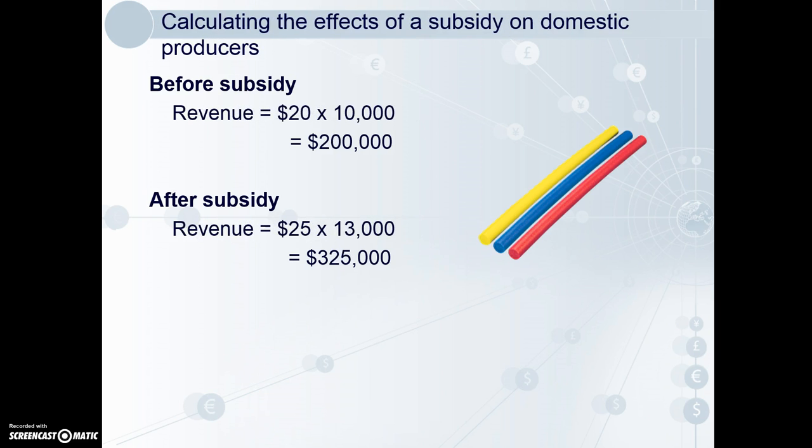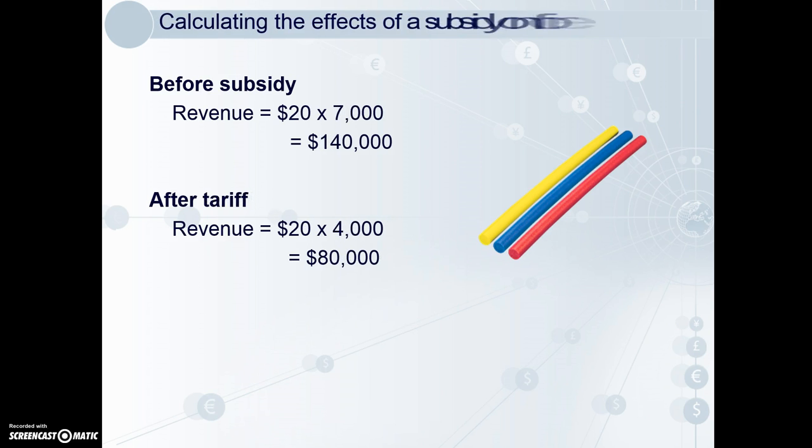Now, domestic producers win out here. They receive $20 from consumers and now an extra $5 from the government. In addition, they're now selling a greater quantity, so revenue increases quite dramatically here, as you can see from the numbers. Foreign producers, they lose out, they lose exports. The quantity of exports has dropped from 7,000 to 4,000, so their total revenue of course decreases. They're still receiving the same price as before.